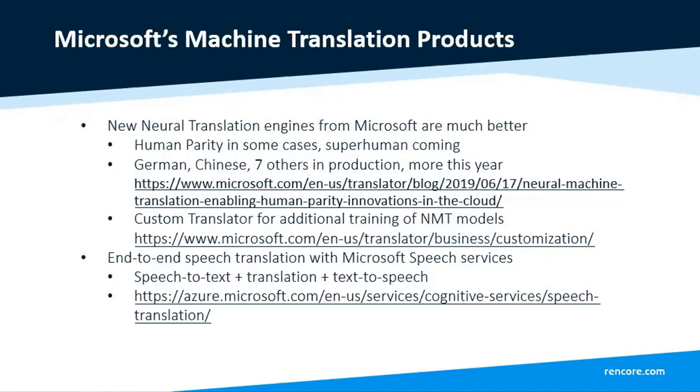So you can retrain the neural machine translation models that Microsoft provides with your own documents so that it adopts your organization's style, your organization's vocabulary. You get very high quality translations like that. Microsoft also has made great strides in end-to-end speech translation. So it goes speech to text, then translation, then text to speech. It is excellent quality. They've optimized for the end-to-end translation quality.